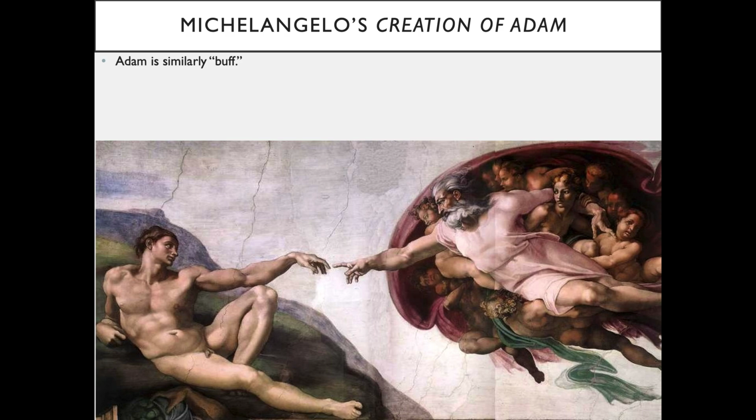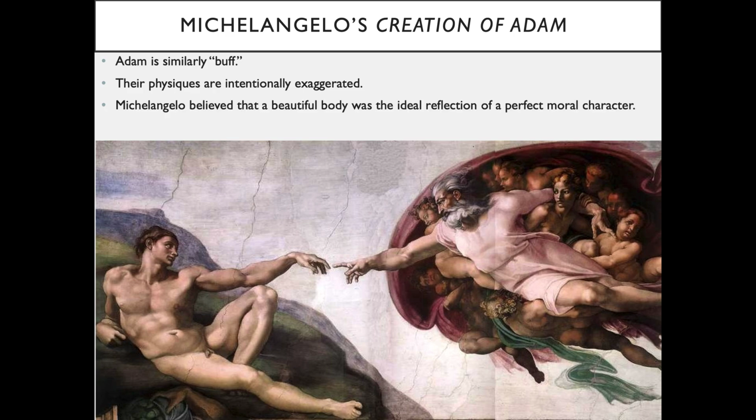Adam is similarly buff. Their physiques are intentionally exaggerated. Michelangelo believed that a beautiful body was the ideal reflection of a perfect moral character. And of course, he believed that God and his first creation embodied divine perfection.